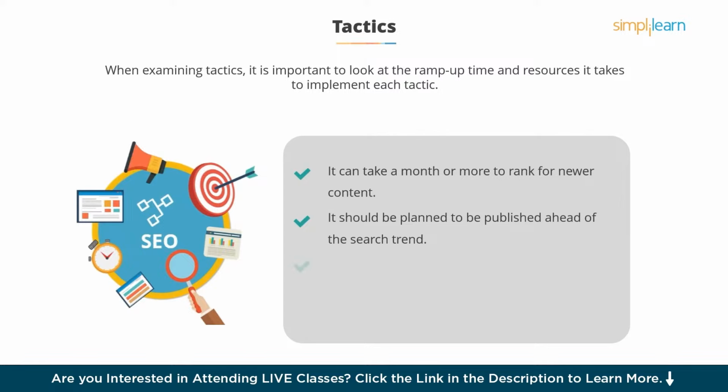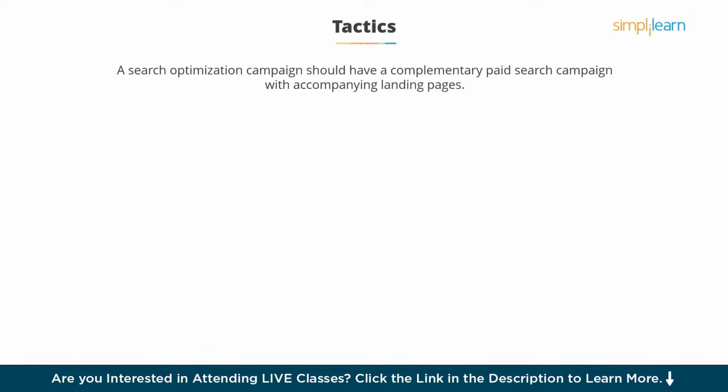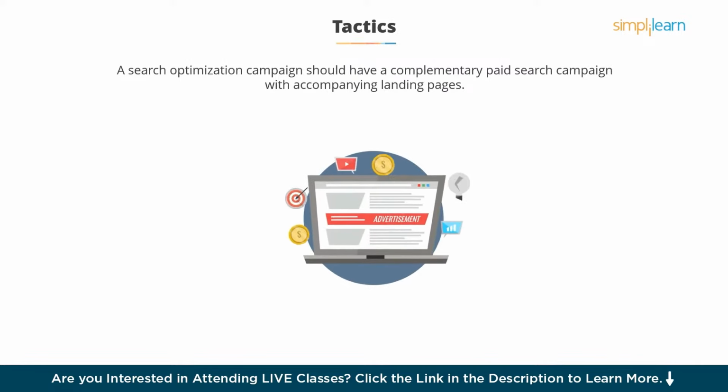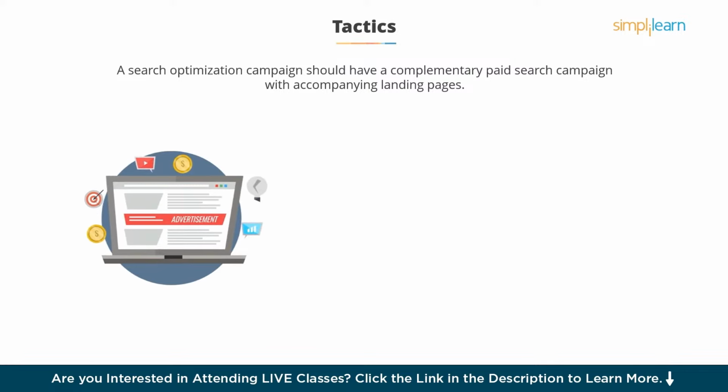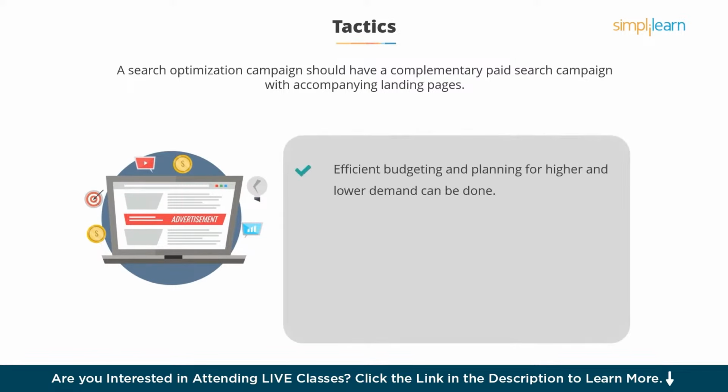You should also consider how to generate links to new content in order to increase the relevance and authority of that page. Alongside search engine optimization should be a complementary paid search campaign with accompanying landing pages. Knowing the trends will enable you to budget more efficiently and plan for high and low demand. Understanding keywords helps you write better ads, align relevant ad groups, and bid strategically on keywords.